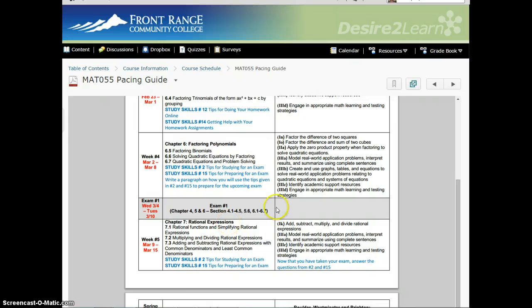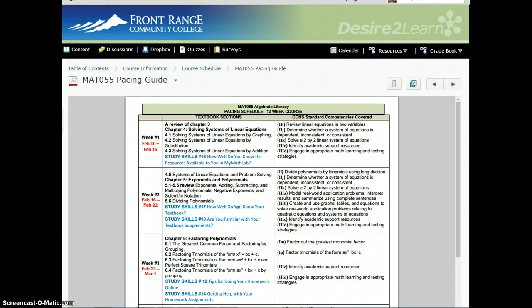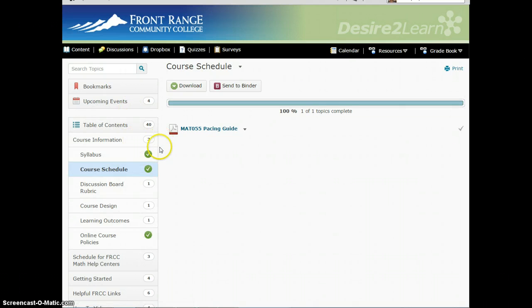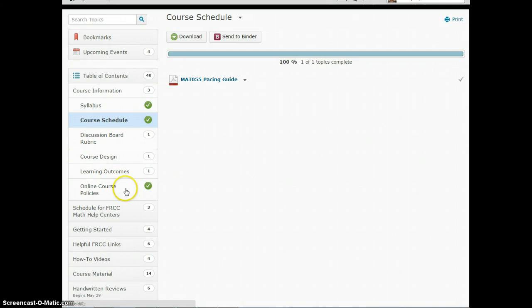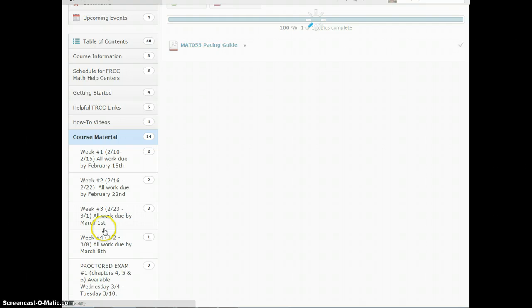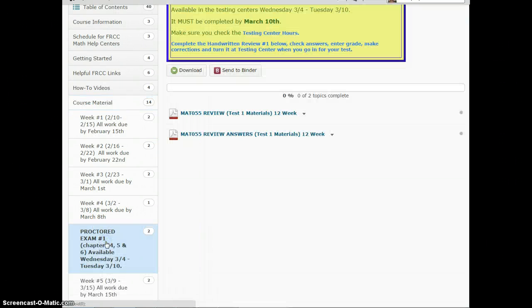If you have any questions in the meantime, I want to go back again to the content area where we have, not the pacing guide, but I want to go back to our course material, the proctored exam, and remind you that the handwritten review is a really good introduction to what the test is going to look like. So you're going to have your handwritten review. I don't need to see those pages. I do need you to write out each of the questions, solve them, showing every step, get good practice showing your work, and then going to the answers and checking your work.